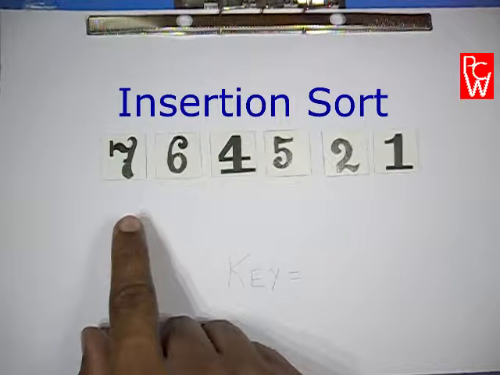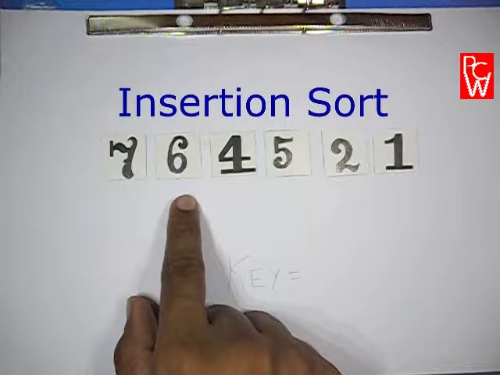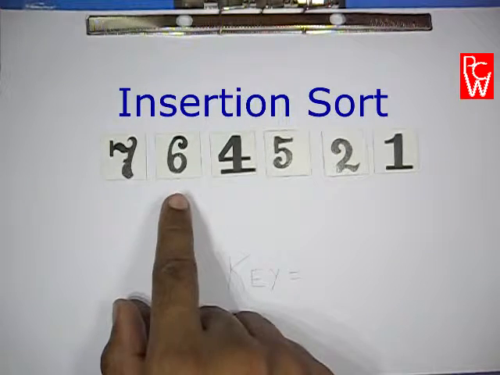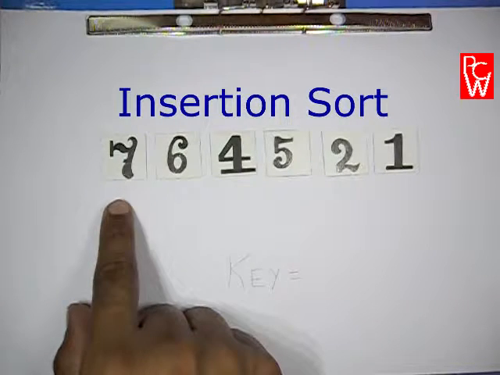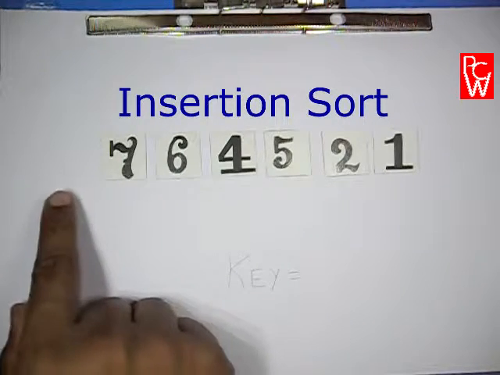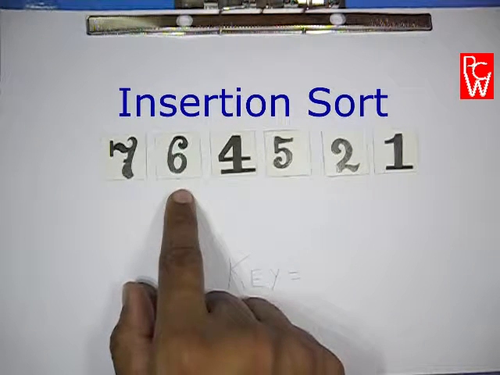In case of insertion sort, we start our loop from the second position. Since we have to compare our elements on the left hand side, if we start our loop from the first position, then there is no element on the left. So we start our loop from the second position.